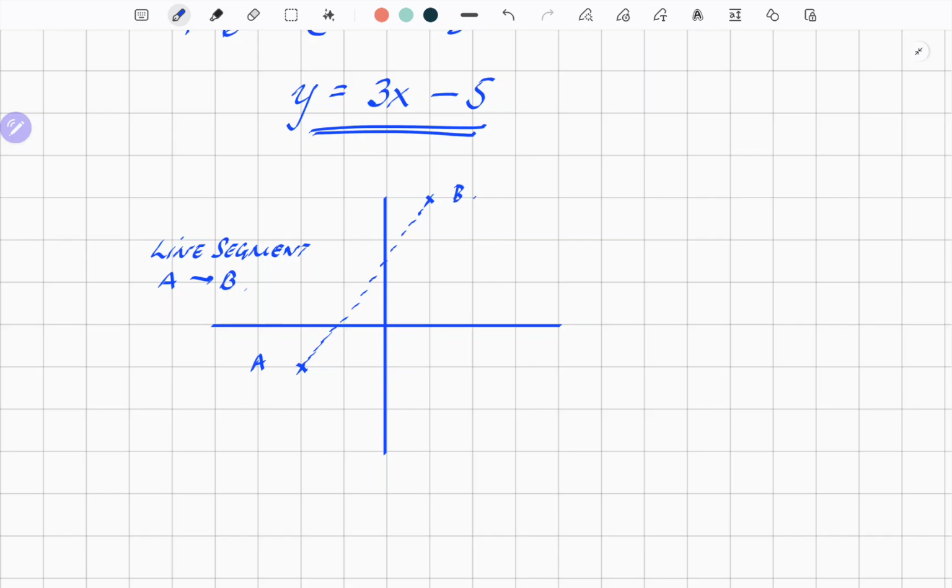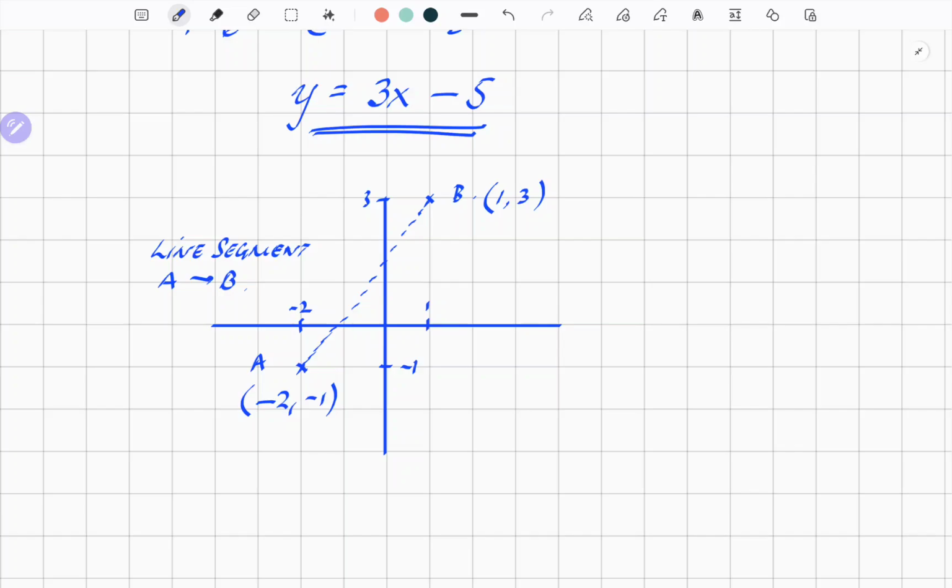A, assuming the squares all have values of 1, that's minus 1. This is 1, and that's 3. So A has coordinates minus 2, minus 1. B has coordinates 1, 3. Do you agree? You can see where that came from?